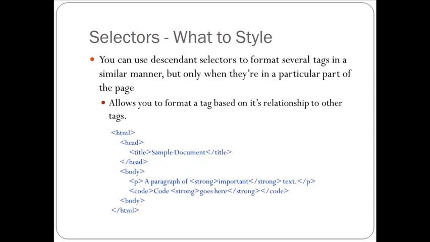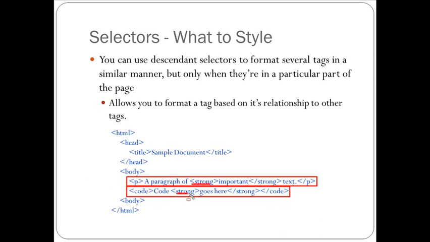And the descendant selectors now. This allows you to format several tags in a similar manner to what we looked at, but only when they're in a particular part of the page. It allows you to format a tag based on its relationship to other tags. So if you look at this sample code here, we have a paragraph tag that has a strong tag inside of it. Well, we also have a code tag that has a strong tag inside of it. So if we made our selector strong, it would style both the important in the paragraph as well as the goes here in the code element. It would style both of them.